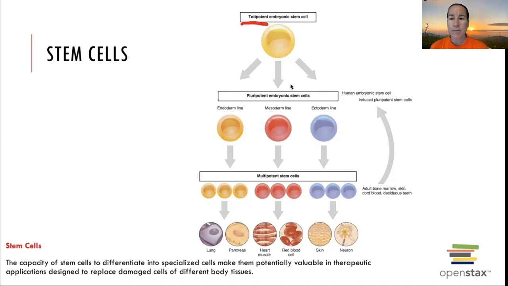After that, we're going to break up into the 3 germ layers that we mentioned before: endo on the inside, ecto on the outside, and meso in the middle.